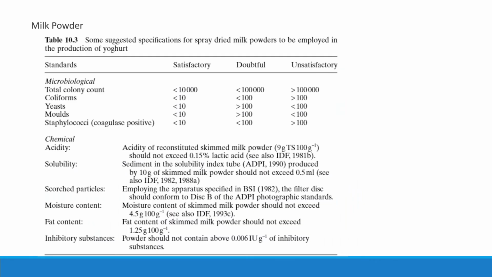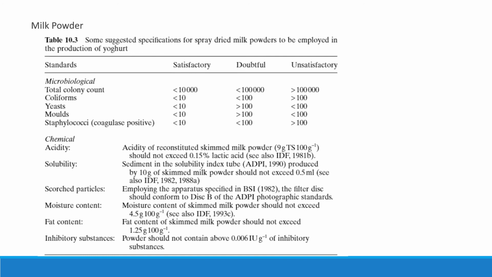Okay, the next one is milk powder. The milk powder itself has a standard on microbial. For the total colony count, satisfactory is less than 10,000, doubtful is less than 100,000, and unsatisfactory is more than 100,000. For the coliform itself, satisfactory is less than 10, doubtful is less than 100, and unsatisfactory is more than 100. For the yeast itself, less than 10 is satisfactory, less than 100 is doubtful, and more than 100 is unsatisfactory. And it goes the same with the molds.